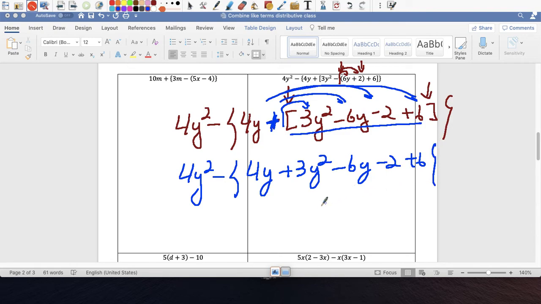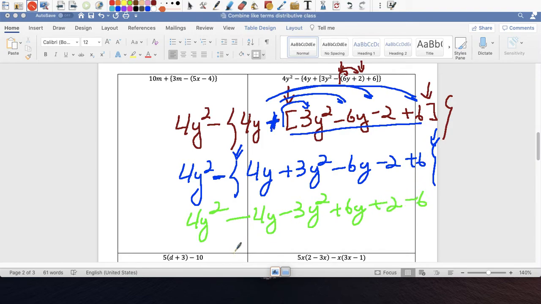And close braces. Now, I finally get to remove these guys here. These guys have to go, right? The last grouping symbol. And what's going to affect that grouping symbol is this minus sign here. So because it's a minus sign, we already know that everybody's going to come out opposite. So 4y squared is going to stay, right? That's just not doing anything. So minus 4y, right? That 4y was positive, is now negative. This is going to be negative 3y squared. Sorry, plus 6y now. Plus 2, and then minus 6. Okay, so they all came out opposite.